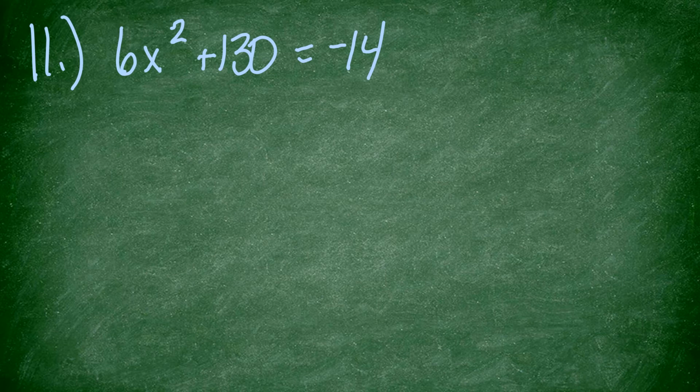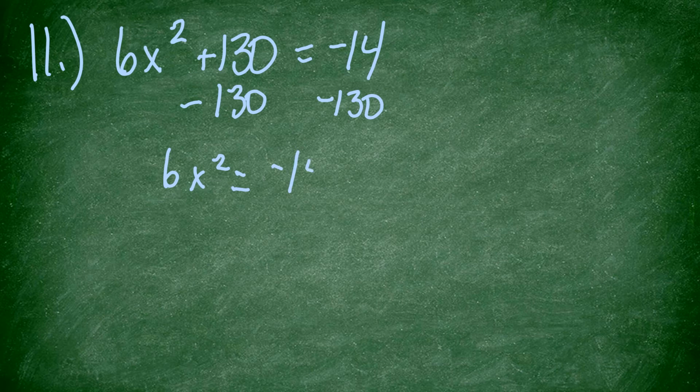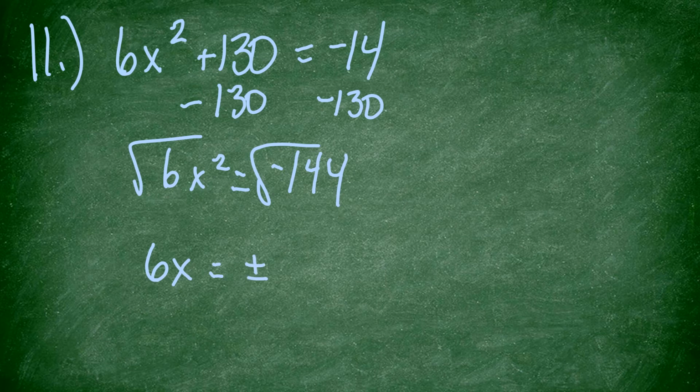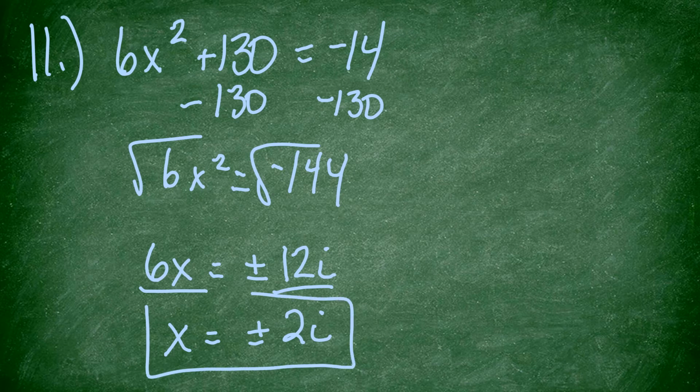Alright, number 11. Once again, there's one variable, so I'm going to use PEMDAS backwards. I subtract 130 from both sides. I get 6x squared equals negative 144. I take the square root of both sides. I get 6x equals plus or minus. There's a negative inside that radical, so it turns into an i. Square root of 144 is just 12, so it's 12i. I divide both sides by 6. I get x is equal to plus or minus 2i. Okay. Moving on.